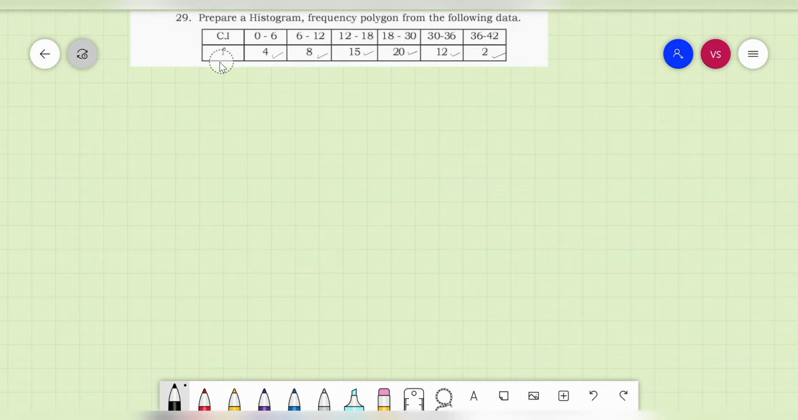I'll write it here. Frequency density, that is f by w, that is 4 divided by 6, students. You can clearly see how to do it. 4 divided by 6 is 0.66. And 8 divided by 6 is 1.33. Then 15 divided by 6 is 2.5.